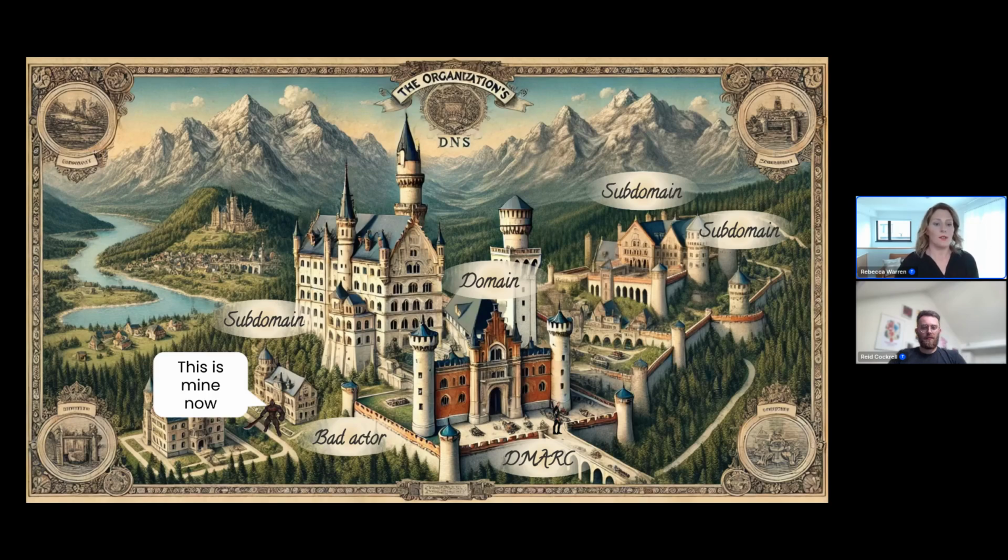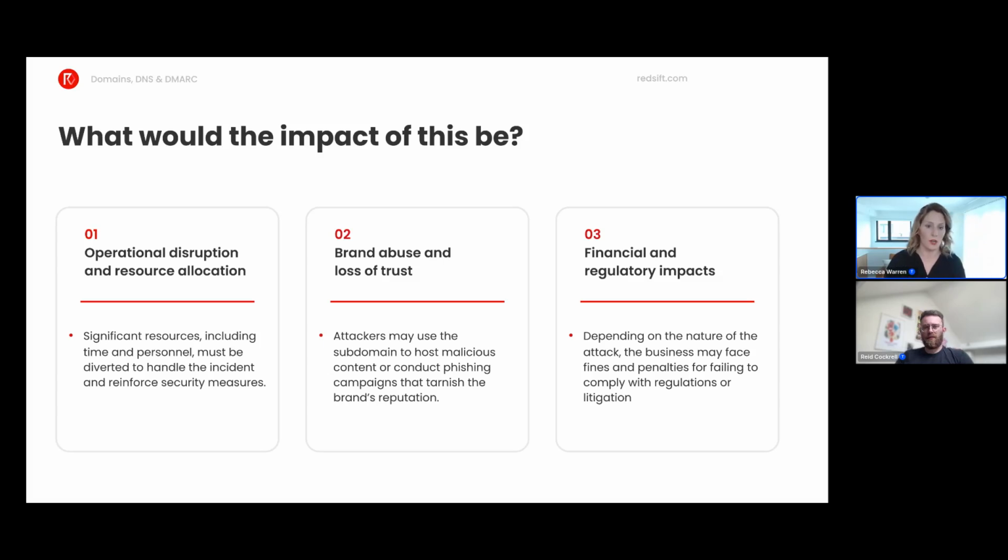But regardless of the specific attack that is undertaken once the subdomain takeover occurs, there's huge business-level impact if we come out of our land of the metaphor.